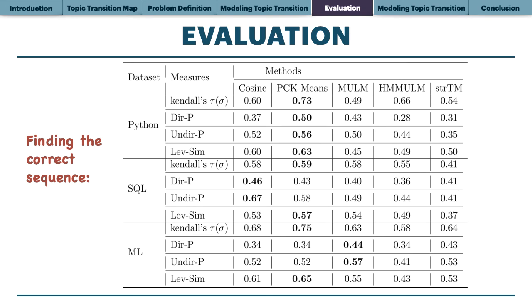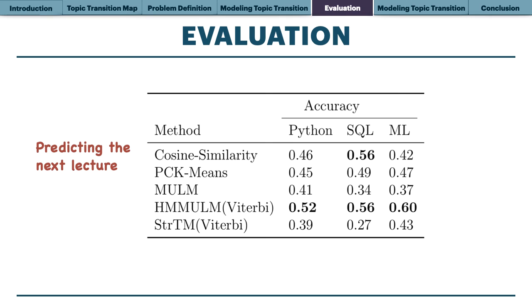However, PCK-means only outperforms other models in the directed and undirected bigram precision in the Python dataset. So, it indicates that it's sometimes not able to capture the sequence between adjacent lectures. For the second task, which is predicting the next lecture, each model predicts the next lecture given a sequence of lectures. We varied the length of the given sequence starting from 1.